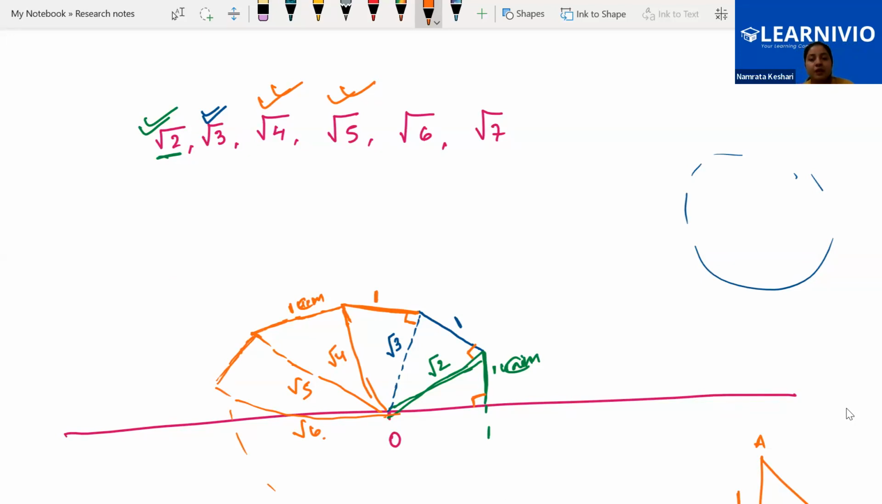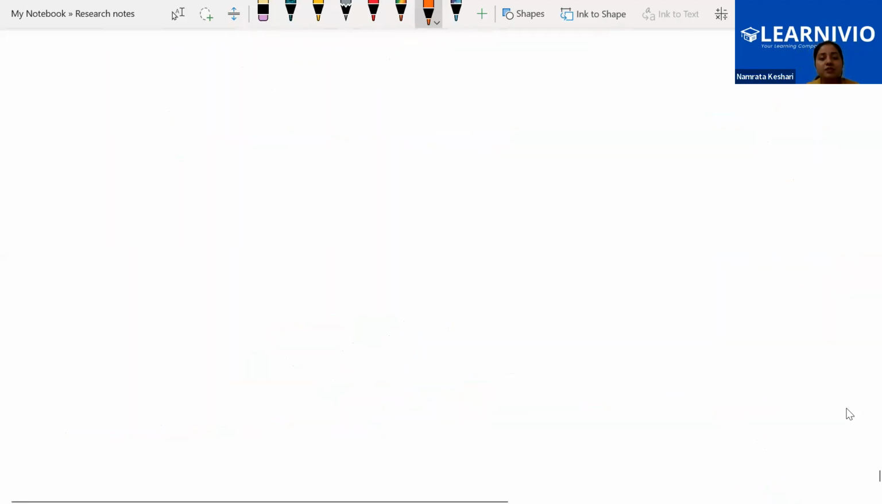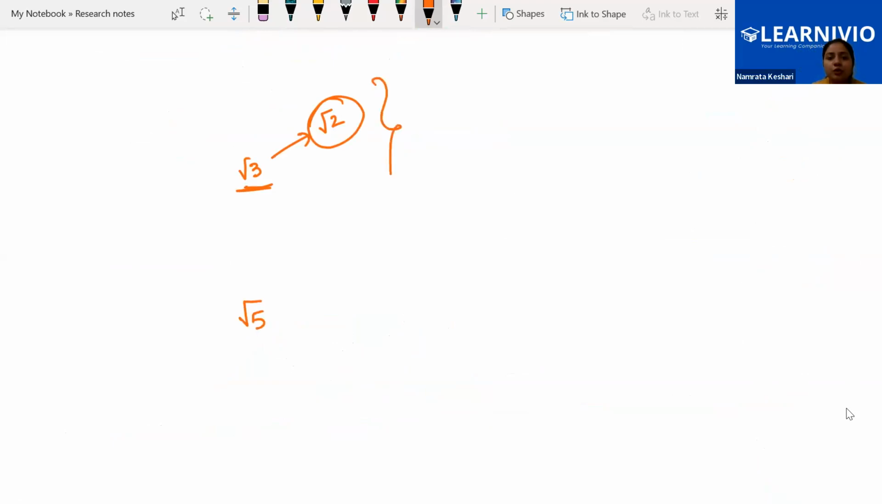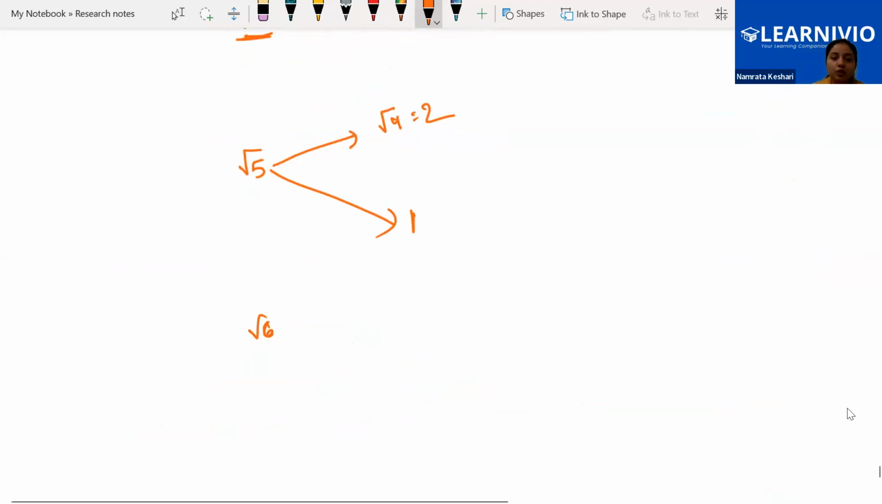Okay, ma'am, I realized one thing: to plot root 3, we need the location of root 2. To plot root 5, we don't need root 2, we can plot root 5 by taking root 4, that means 2 and 1. What about root 6? To plot root 6, definitely we need root 5 and 1.